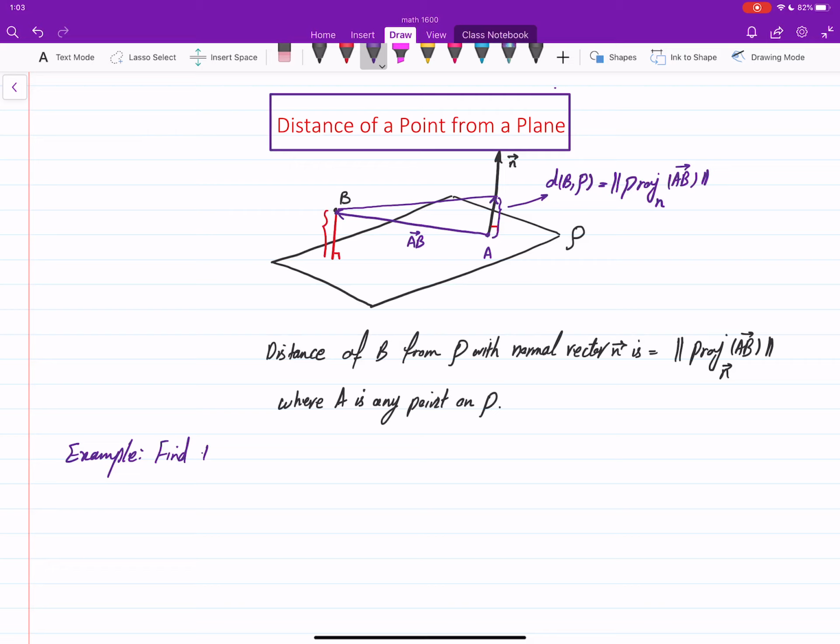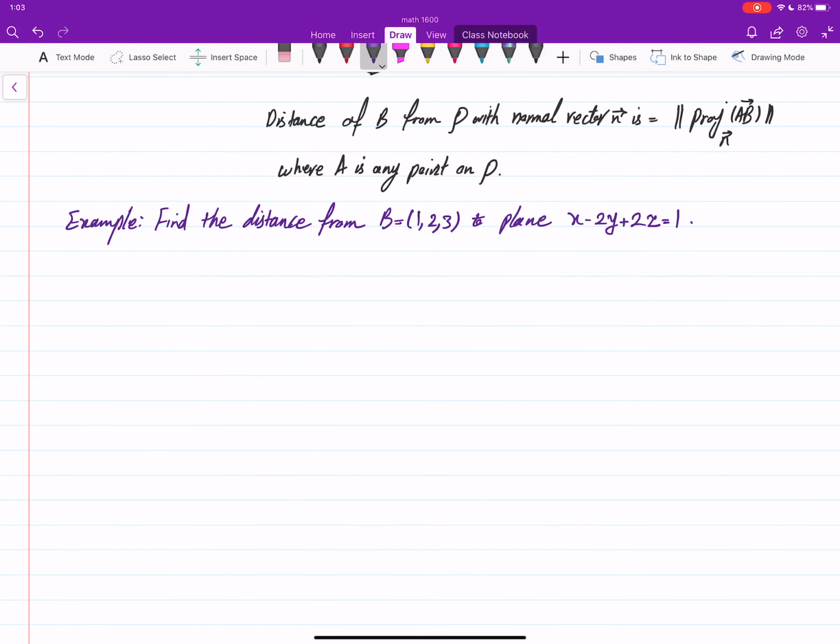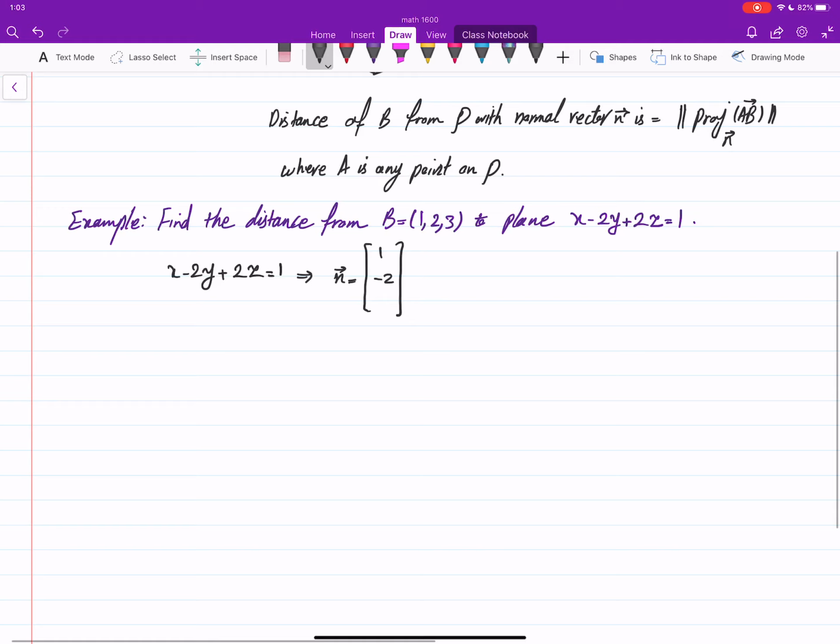So through an example we see how this works. Find the distance from point B, which is (1, 2, 3), to the plane x minus 2y plus 2z equals 1. The equation given for the plane is in the general form, so right away we can find the normal vector. The components of the normal vector are the coefficients of x, y, z here. So 1, -2, and 2. This is a normal vector.